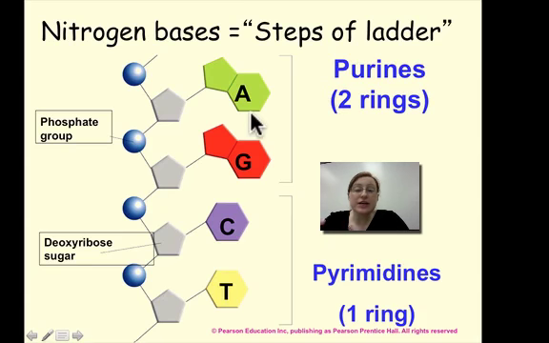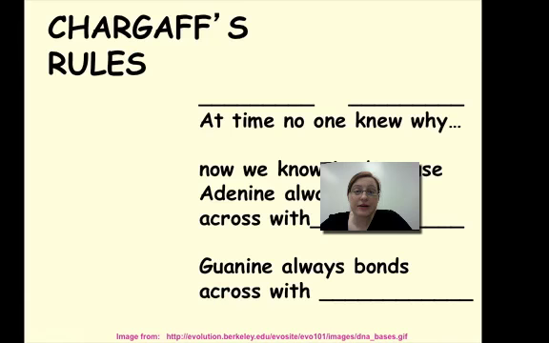Now these are going to pair together following certain rules, which we'll talk about in a second. But it also helps to understand that when we put one purine and one pyrimidine together, it's always going to equal the same width. So I'll go over that in a little bit more detail later.